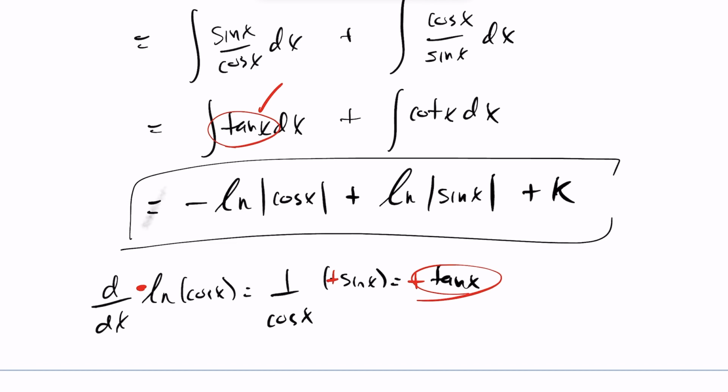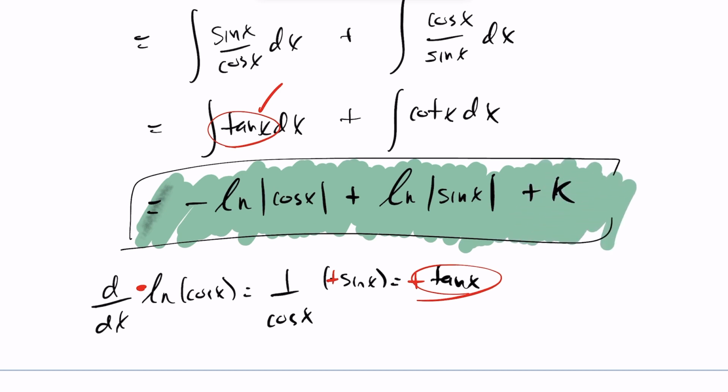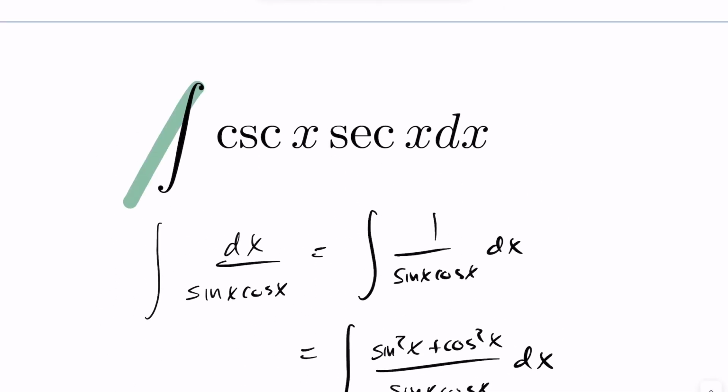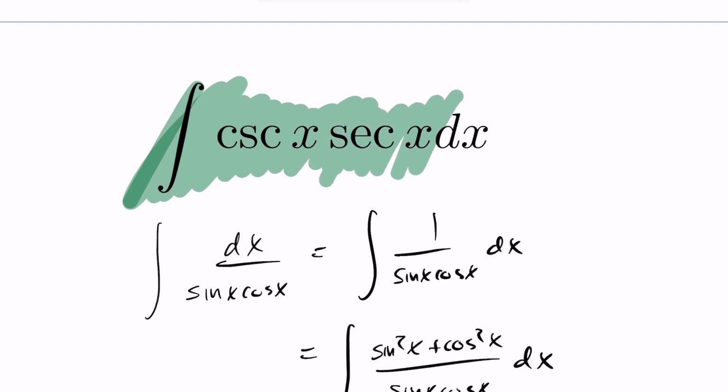So it turns out that if we take the integral of cosecant x secant x, it is negative ln absolute value of cos x plus ln absolute value of sine x plus some constant value k. So I just wanted to do a couple of integrals involving trig identities, and here they are. Thank you.